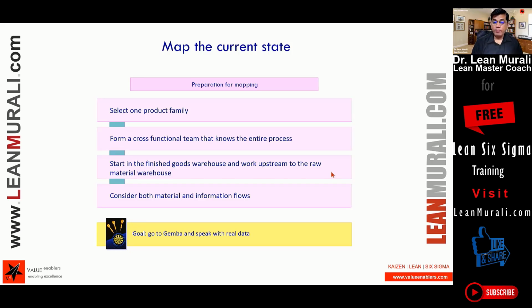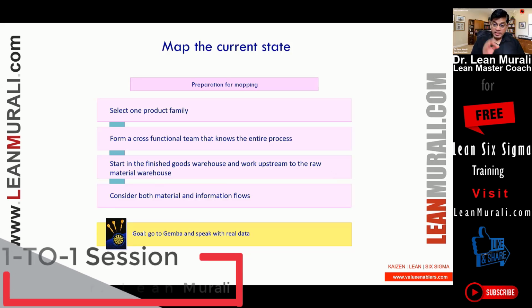Now, consider both material and information flows. Information flows I've explained. Material I've explained, it's simple because raw material, how much is there? After every process, how much is the material there? These two are simple. Other important thing is the process parameters.